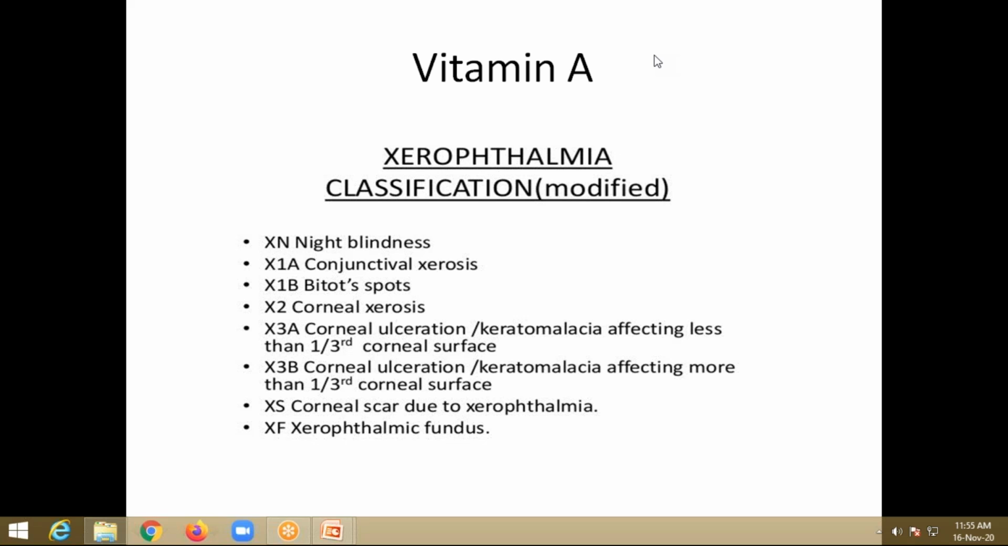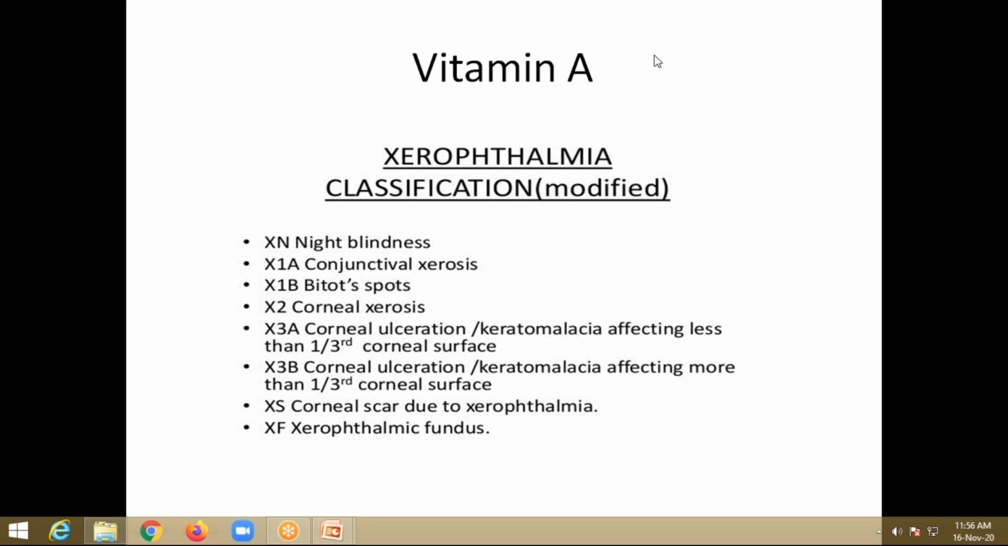A: the first involvement is always the conjunctiva; the cornea is the next. So remember, A is conjunctival xerosis first, B is white dot spots, and in the second form, you can see corneal xerosis. Corneal xerosis starts, and in 3, you can see A and B. When the corneal ulceration is less than 1/3 of the corneal surface, it is A. And when the corneal ulceration is more than 1/3 of the corneal surface, it is B. And S, you remember, is corneal scarring. And F is for fundus involvement, xerophthalmic fundus. So you remember 1, 2, 3, N, S, F.